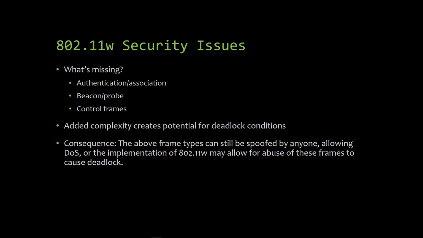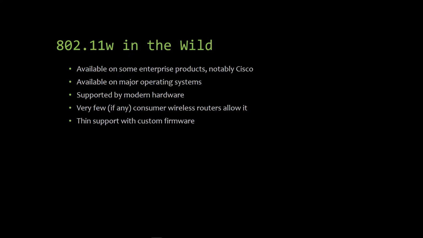So the consequence of 802.11w not fully protecting everything is that the above frame types and potentially other attacks can still be carried out by anybody even if they do not know the network key, causing denial of service. So looking for uses of 802.11w in the wild, not very many products actually use it.